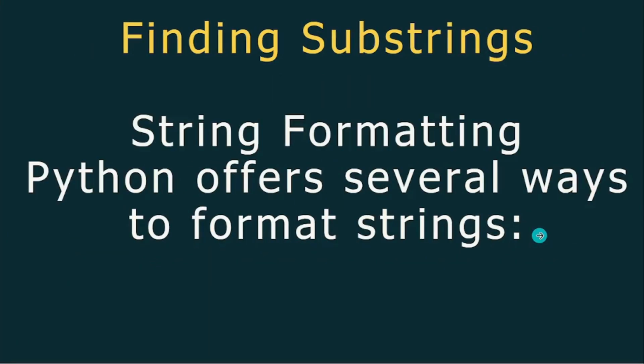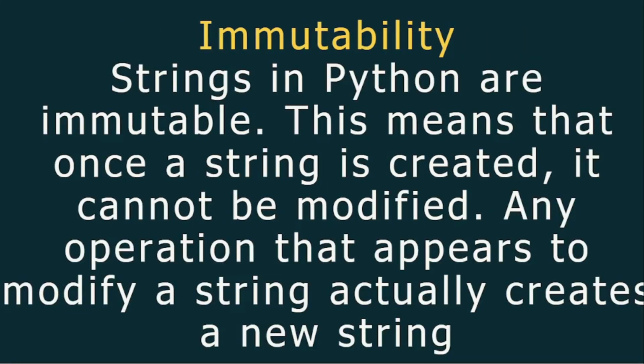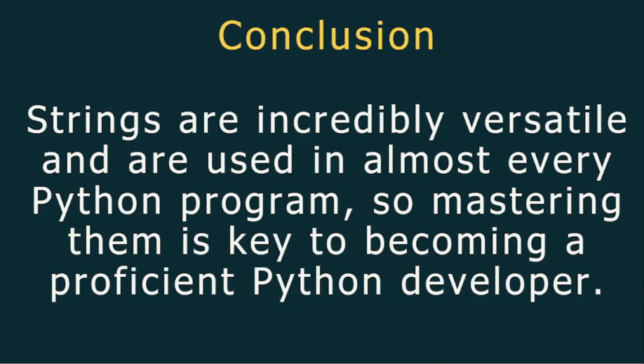Now we have substrings. We have already covered substrings. Immutability. Strings in Python are immutable. This means that once a string is created, it can't be modified. Any operation that appears to modify a string actually creates a new string.